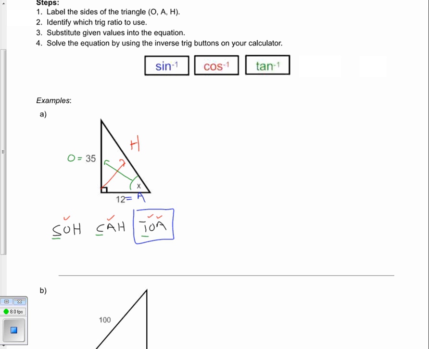So now I've done step one, I've done step two, now I'm going to go through and do step three. I'm going to substitute the given values into the equation. The equation is tan of any angle is equal to the opposite divided by the adjacent. So if I substitute in, I've got tan of x, because I don't know what my angle is, so I'm going to leave that as tan of x. And that's equal to my opposite, which happens to be 35, divided by 12, because my adjacent side length is 12. In this case, I don't have to do any cross multiplying.